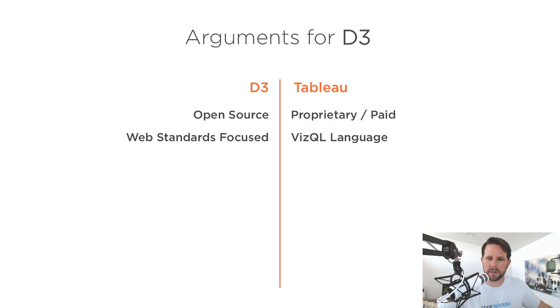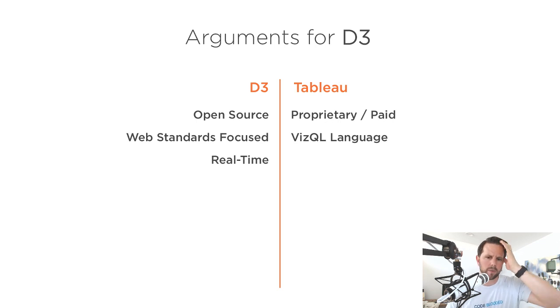Tableau uses something else called VizQL, which is a language that they developed to modify the visualizations and build those things. It's fantastic, it's powerful, but it's not web standard. So when you publish something to the web, it doesn't exactly work the way other things on the web do. For example, if you see text inside of a visualization in Tableau on the web, you can't select that text, because it renders an image instead of actual HTML elements. So that's one of the arguments for D3, that it's web standards based.